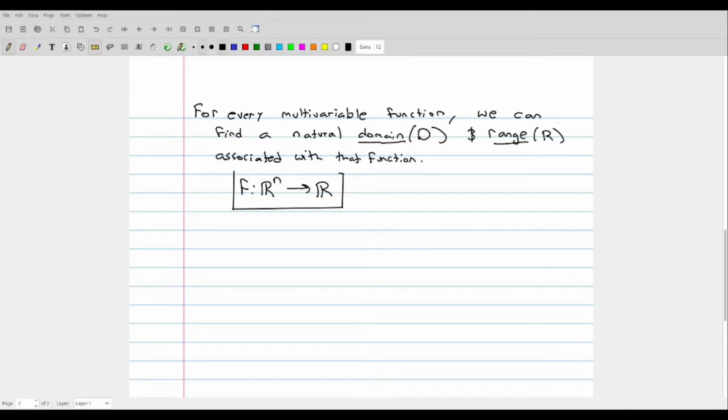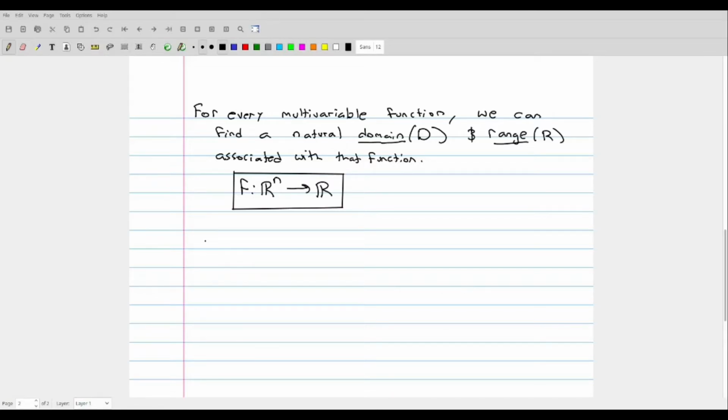Typically, for many of the examples we're going to look at, n is going to be either 2 or 3, so a 2-variable function or a 3-variable function. These concepts can be extended to any number of variables for a function, but many of the nice examples that we can visualize and see are for 2-variable functions and 3-variable functions.